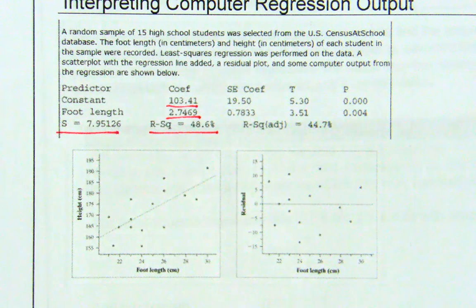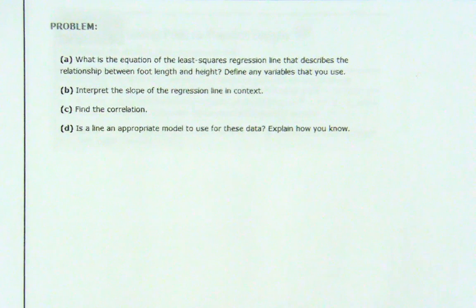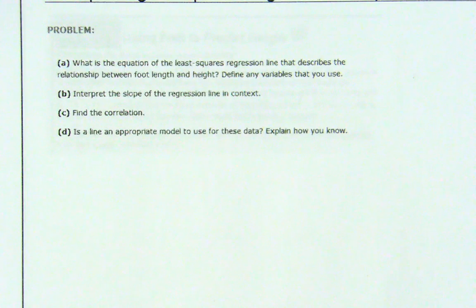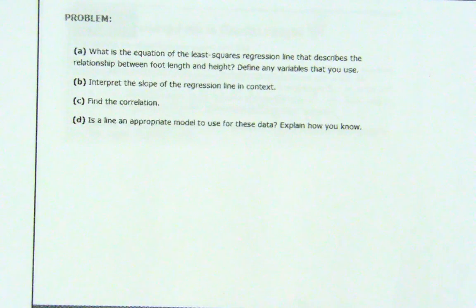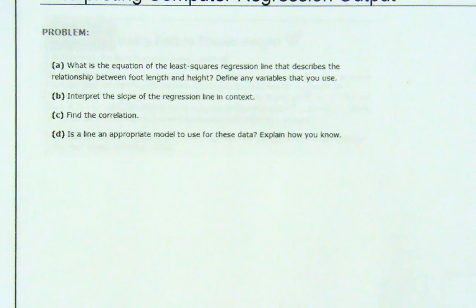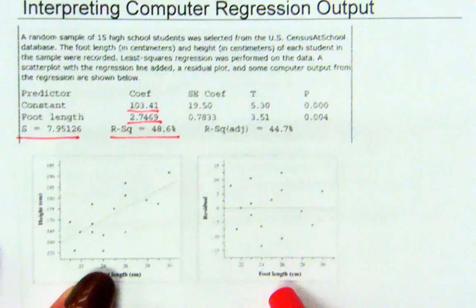Okay, so we're going to write this up really quickly in the next one because it asks you what's the equation of the least squares regression line that describes the relationship between the foot length and the height. Define any variables that you use. So what is X, what is Y? That's what it really wants to know. Interpret the slope, which is what we did today, and then we're going to do it again. Find the correlation, which is kind of easy to do. Is the line an appropriate model to use for the data? Explain how you know. Oh, that one should be easy. I actually just answered it already. Look, you don't have a pattern, so yes, a linear model is appropriate.